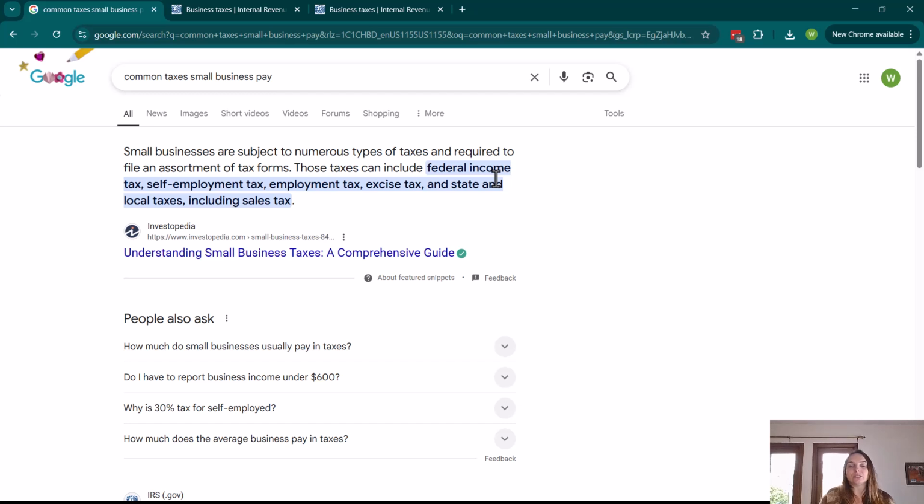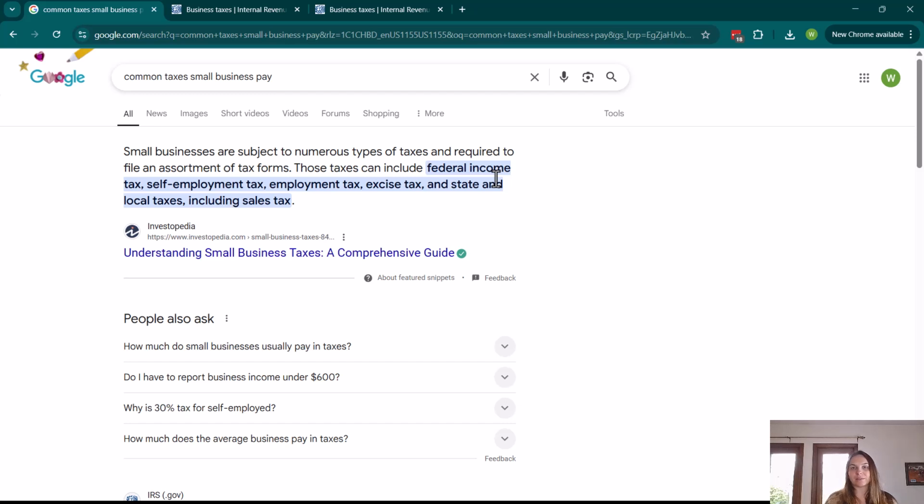State and local taxes are a little bit different. Some states have no income tax at all for businesses or for individuals. There's just no income tax. Some states have business taxes, but not individual taxes. Some states will charge a fee for having businesses operate in that state. So just be aware of what your state and local requirements are.